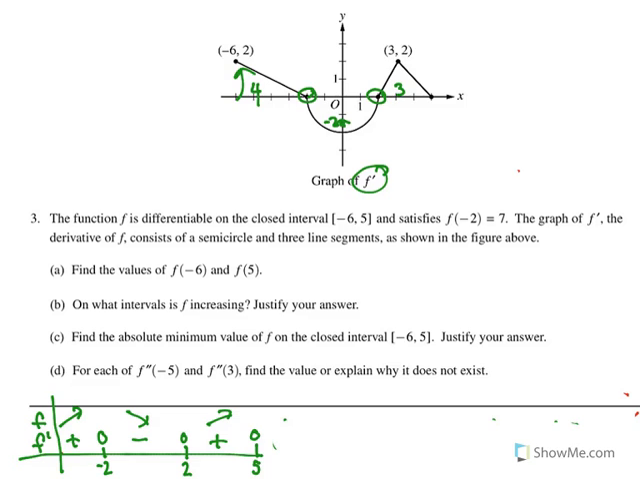So very often, if you have a 4-part question, part 3 will rely on part 2. Find the absolute minimum value on the closed interval -6 to 5, justify your answer. So I have my number line graph here. I know my graph is going up, and then down, and then up. So the minimum value is either at the start of the function or at the bottom of the function. The start is at -6, and the bottom is at 2.